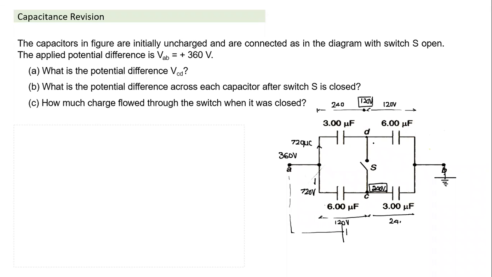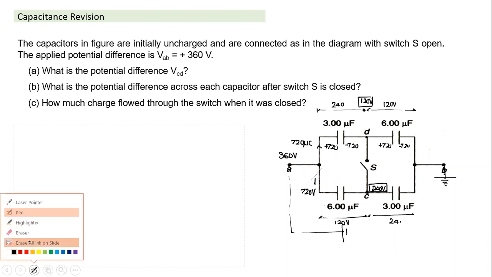So we understood. Potential differences are equal, but this is 240 and this is 120. And what is the total charge contained in the two capacitors? These are the charges. If I have to mark the charge distribution, this will be plus 720, minus 720, plus 720, minus 720. Same way in the bottom also. So just keep in mind this is how the charge distribution, voltage share and potentials at different points are. What happens if I close the switch?